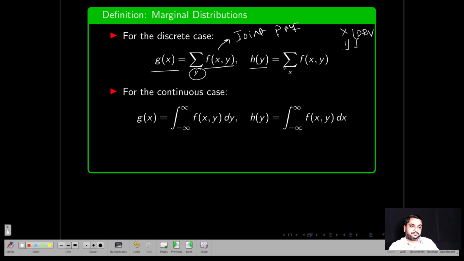Similarly, h(y) is the marginal probability distribution obtained from the joint probability distribution f(x, y) by summing the joint PMF over the values of x. Just understand it like this: when you find the marginal distribution of x, fix x and then sum over. Fix x means, if you remember the PMF table, if the values of x are 0, 1, 2, 3, those are the rows. For example, if I am finding g(0).